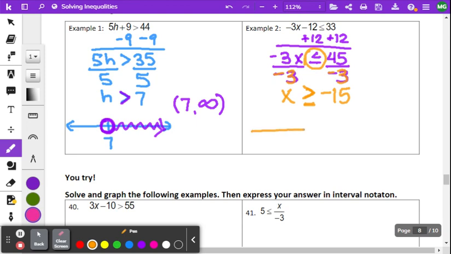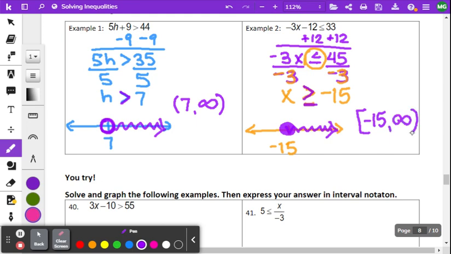Let's take a look on a number line. Here we go. Again, the only number I care about is negative 15 on this number line. Because it's greater than or equal to, we will close the circle on negative 15, showing that that's part of the solution, and the bigger numbers are to the right. So interval notation, hopefully you're remembering, that would be a bracket, and we're going from negative 15 to infinity, and we'll close that up.